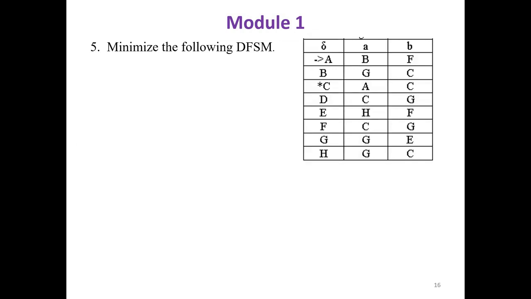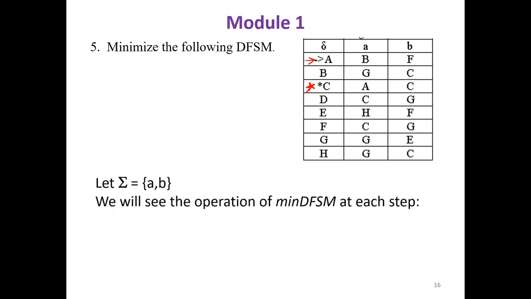Next question is to minimize the DFSM given in the form of a transition table, where A is the initial state, C is the final state, and the rest are all intermediate states. Summation is {A, B}.